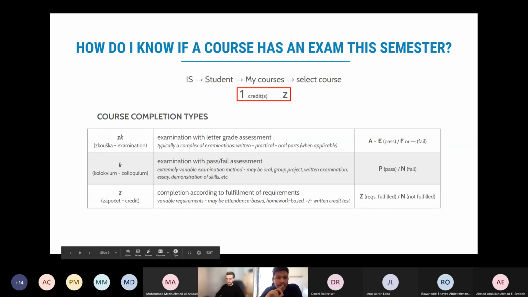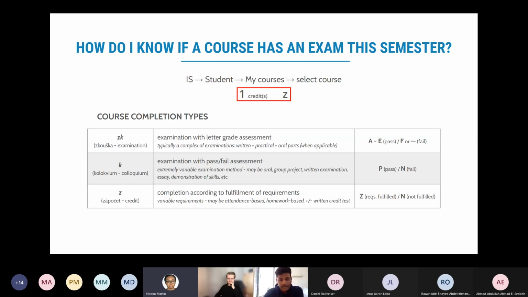So how do you know if a course has an exam this semester? I think you guys will have seen these letters. I think Hiroko can explain them better than me. So Hiroko, did you want to have a look at and explain any of these? Yeah, so hello guys. I think the students should be able to use the information system pretty well, and unfortunately we don't have any sort of orientation course on it other than the brief introduction that you usually get before the semester starts.